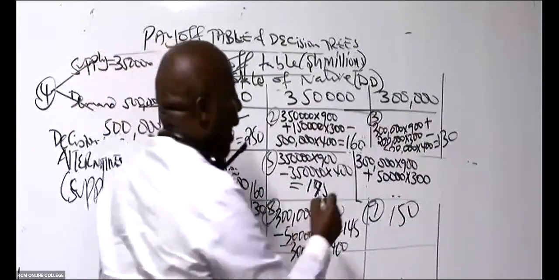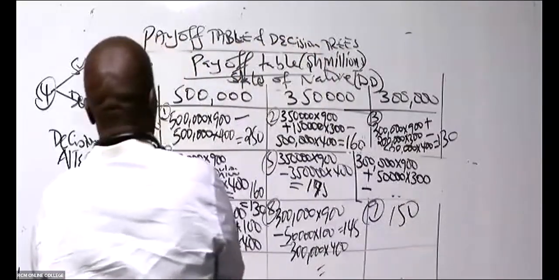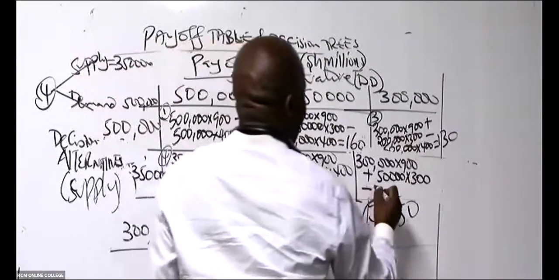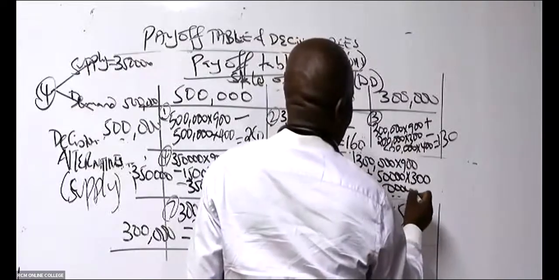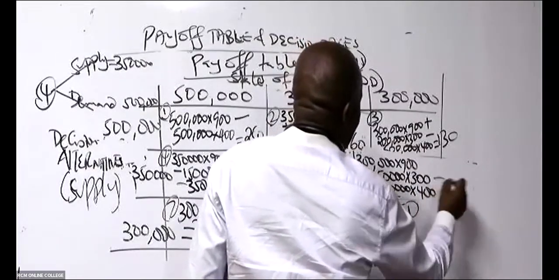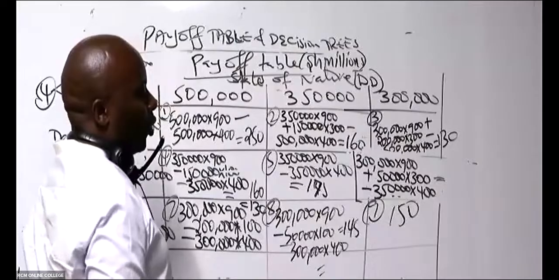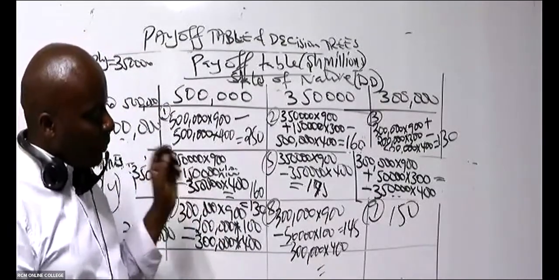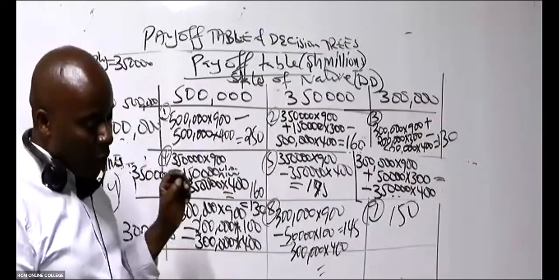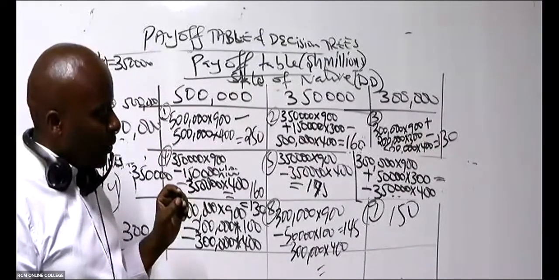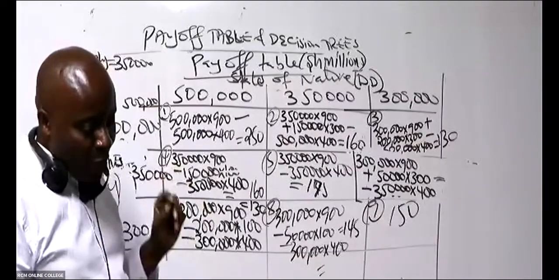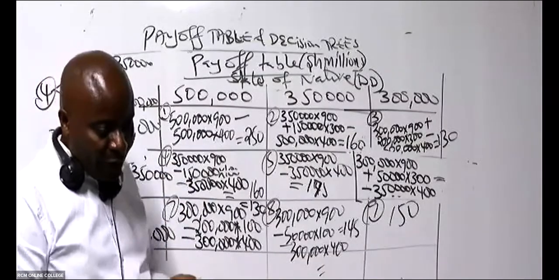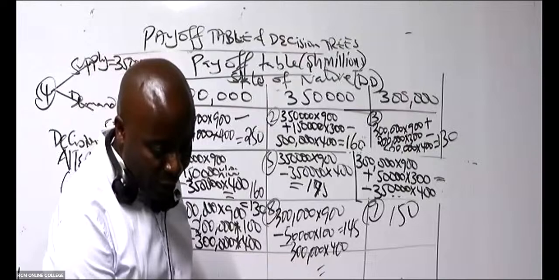Minus, in this case here, the cost of supplying. Cost of supplying, we are getting is 350,000, right? Times what here, somebody? Let's first of all close this, Lizzie. Please take your calculator now. 300,000 times 900 plus 50,000 times 300 minus 350,000 times 400. What are we able to get there?